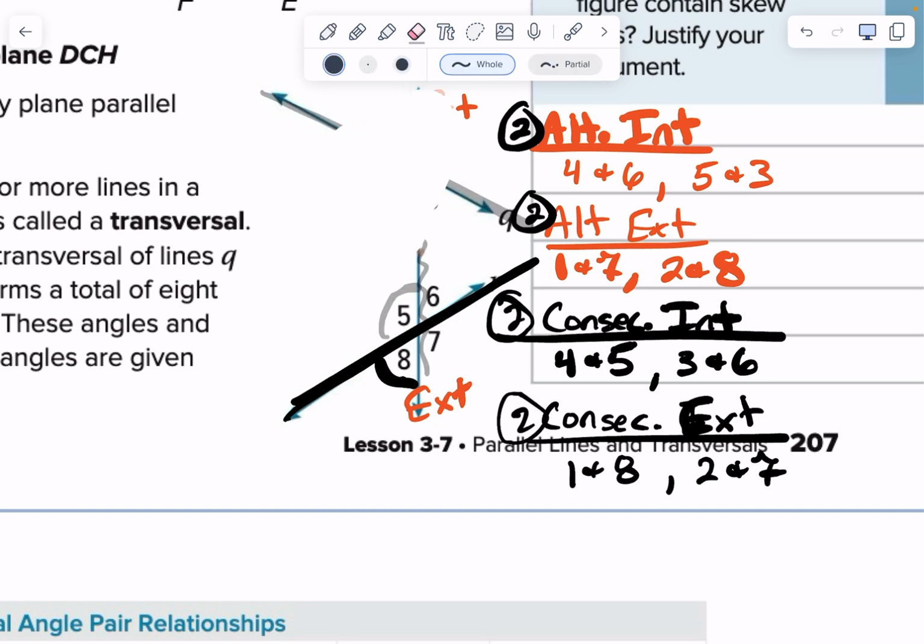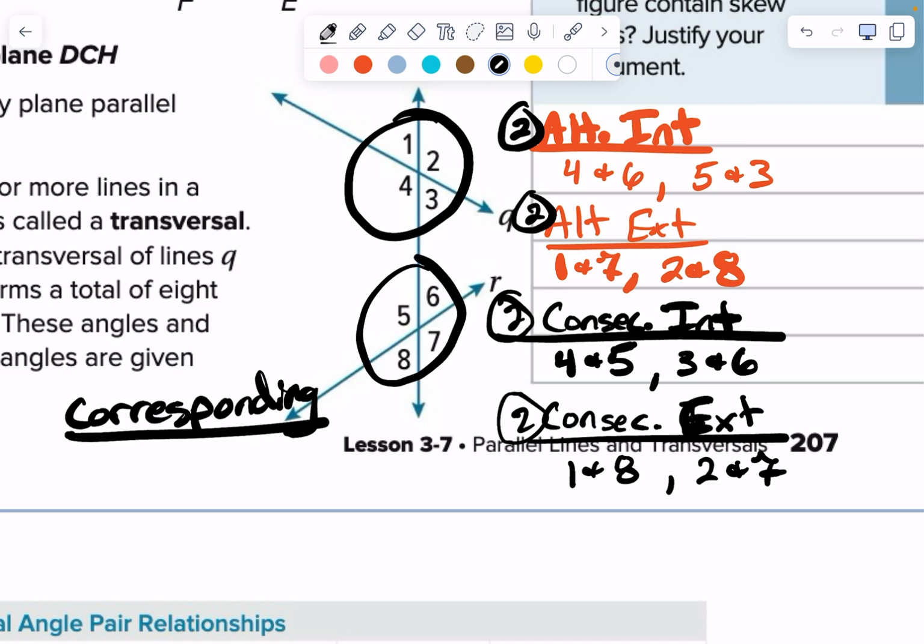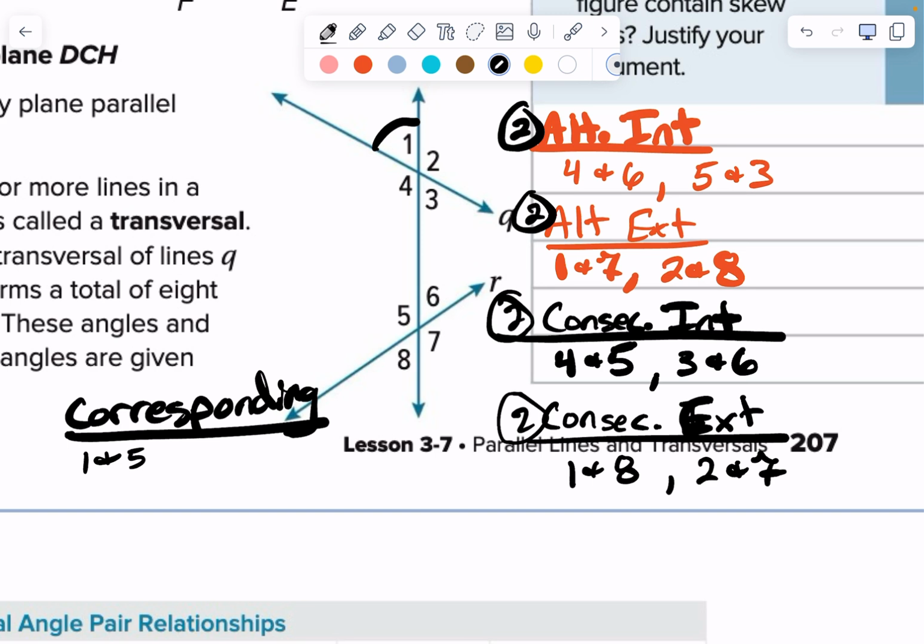Okay, let me erase and let's go over here. What else do we have? Oh, corresponding. We have something that's called corresponding. Okay? All right, here's my corresponding. Corresponding means in the same corner of the intersection. So we have our intersection here, we have an intersection here. So 1 is in the northwest corner of that intersection. What's in the northwest corner of the other one? 5. 1 and 5 would go together, okay?